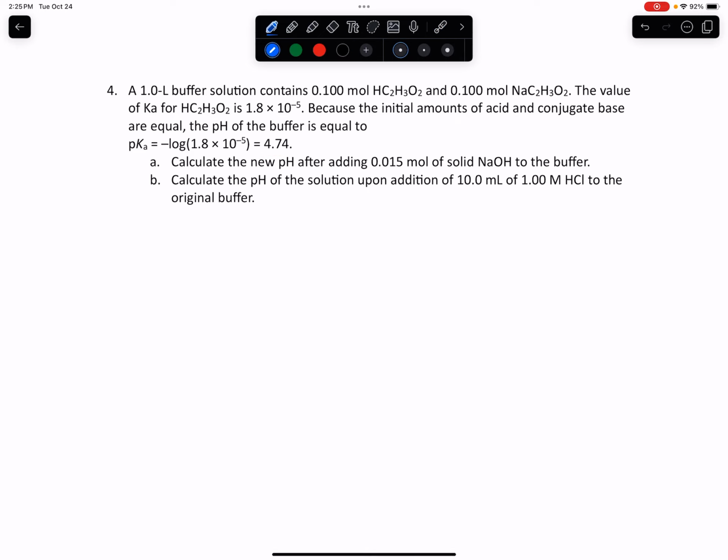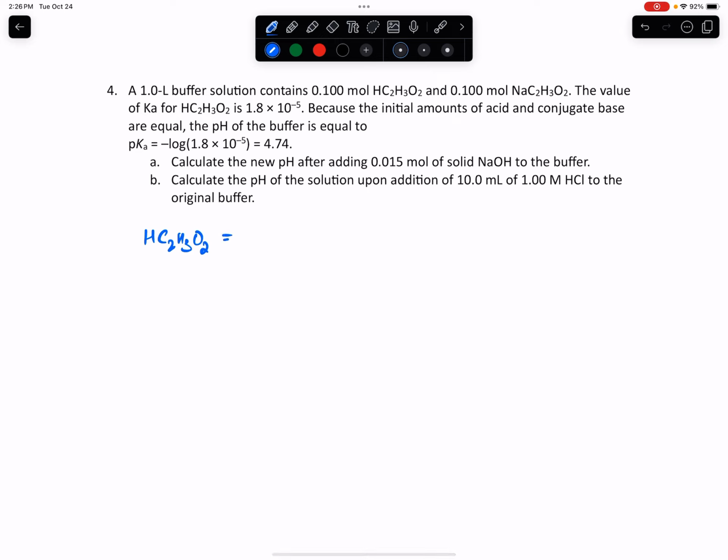All right, so the first question is to calculate the new pH after adding 0.015 moles of solid sodium hydroxide to the buffer. Whenever you're adding something, we have to understand that these moles neutralize. Since it's the base, these moles of the base will neutralize the same number of moles of acid. So let's write out how many moles of acid we have and compare it with the moles of base that was added.